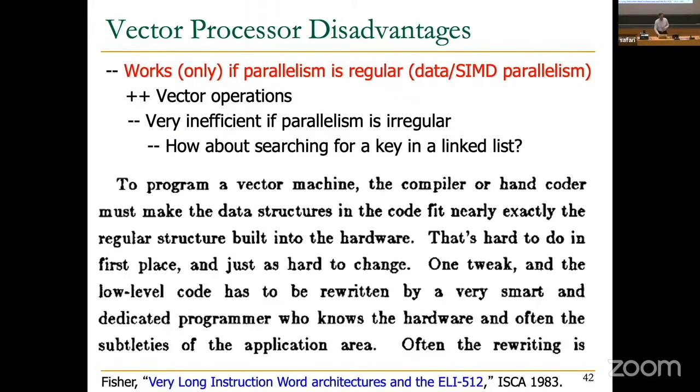And this is exactly why the VLIW paper says this. To program a vector machine, the compiler or a hand coder must make the data structures in the code fit nearly exactly the regular structure built into the hardware. That's hard to do in the first place and just as hard to change. One tweak and the low-level code has to be rewritten by a very smart and dedicated programmer who knows the hardware and often the subtleties of the application area. And this is actually a very nice description of why some applications don't fit vector processors. But if they fit, greatly. If they don't fit, these problems happen.